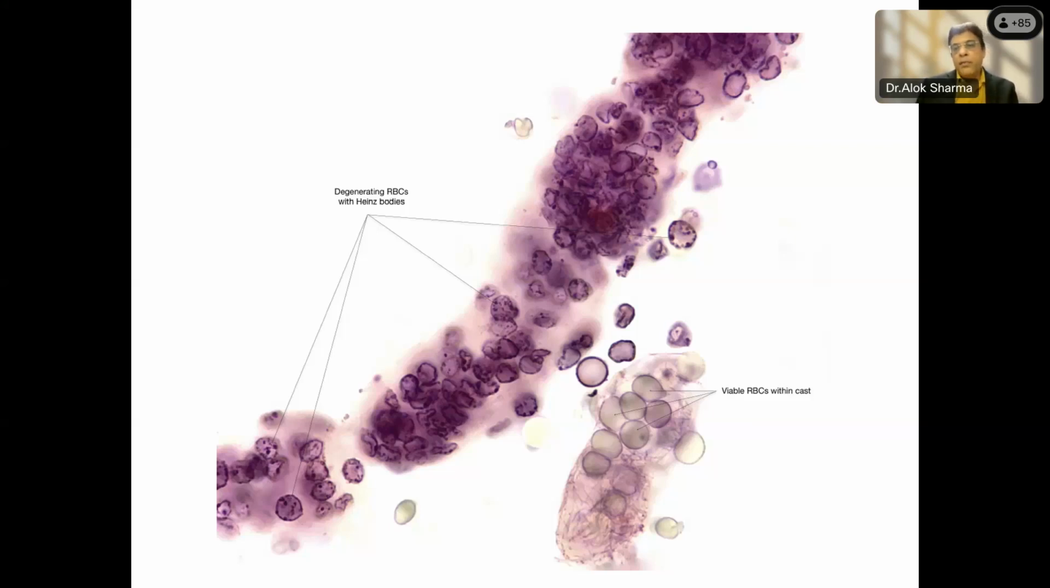You can also have RBCs which are embedded in other casts. There can be a cast which is composed solely of RBCs. So you can have mixed casts, you can have RBC casts, you can have WBC casts. And with practice, you can identify them even on an unstained section. And if you're not sure about it, there are various stains by which you can stain them and try to identify the cellular components in greater detail.